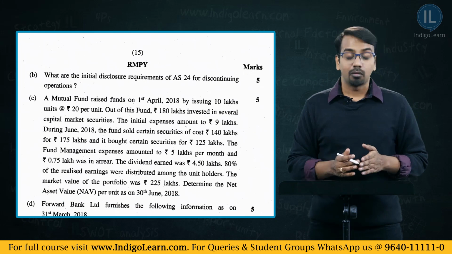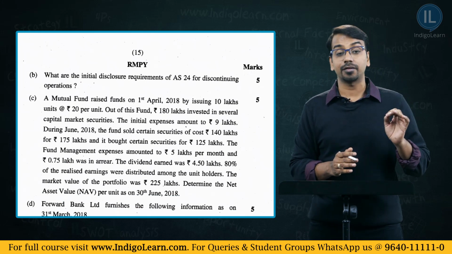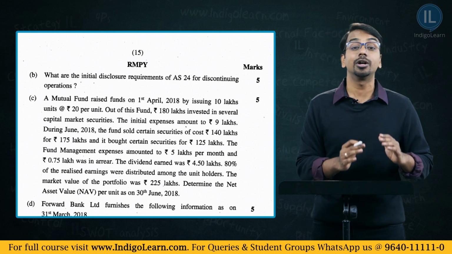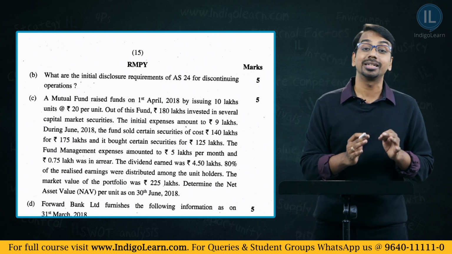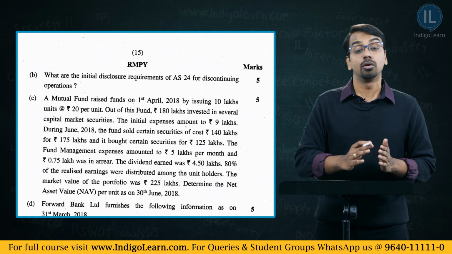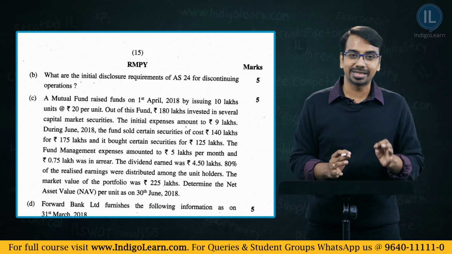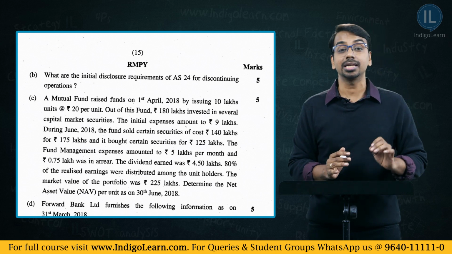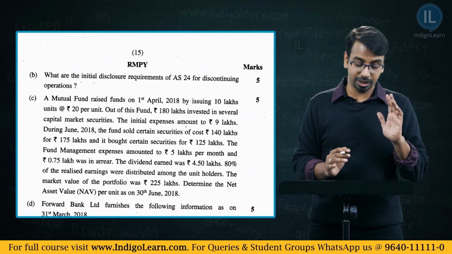Moving to 6B, what are the initial disclosure requirements of AS 24 for discontinuing operation? This is a pretty much straightforward theory question as to what are the initial disclosure requirements. Now, when an operation is identified as discontinuing, what are the disclosures to be made for the first time? That is what this question has asked. So, it's a straightforward theory question.